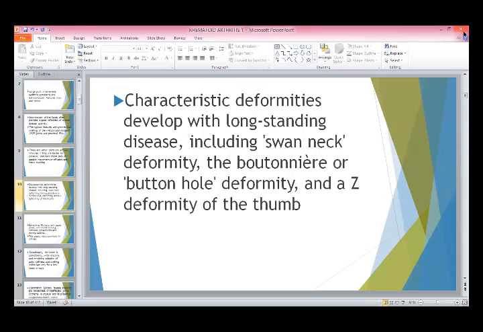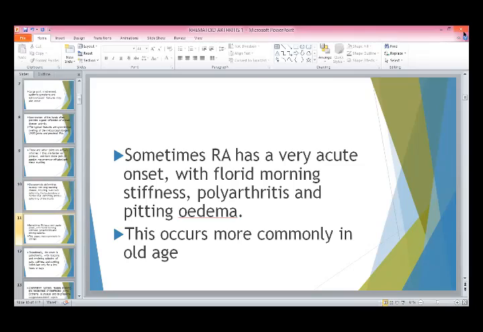The characteristic deformities develop with long-standing disease, and that includes swan neck deformity, the buttonhole deformity, and Z deformity of the thumb. Sometimes rheumatoid arthritis has a very acute onset with florid morning stiffness, polyarthritis, and pitting edema. This is more common in the old age group.